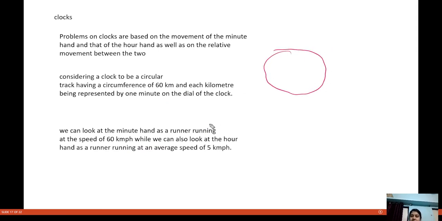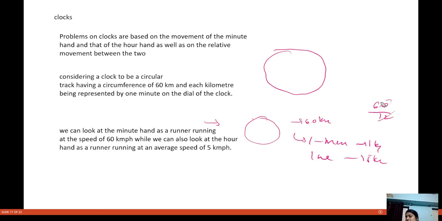So what is the first assumption I made? I made the first assumption that the clock is a circle of circumference 60 kilometer, and each minute denotes 1 kilometer, and each hour denotes 5 kilometer. Why? Because we have 12 hours and 60 divided by 12 is 5. So each hour denotes 5 kilometer. So this is very fine for me.